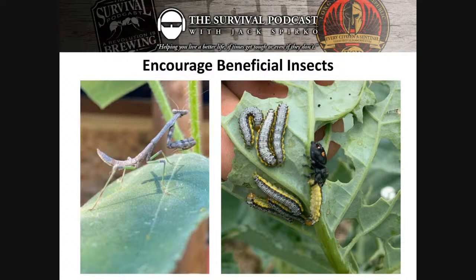Next, I really recommend you encourage beneficial insects. There's a lot of ways to do this, but your number one way to encourage beneficial insects: don't kill them. Don't use pesticides that kill insects indiscriminately. I occasionally use a little bit of soap water as an insecticide, but I will only use it if I see the insect, I spray the insect. I will not indiscriminately spray that stuff through my systems.